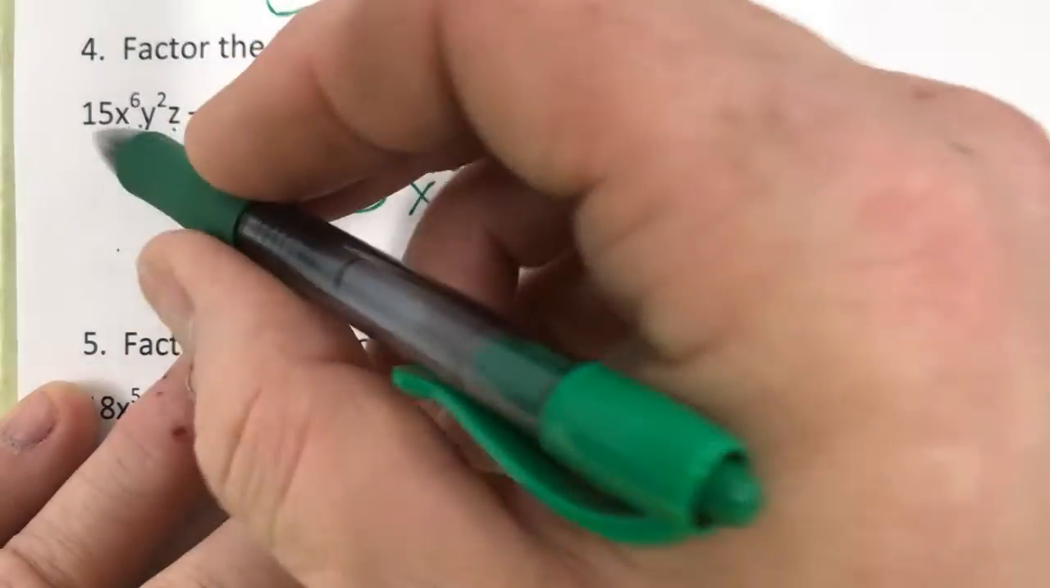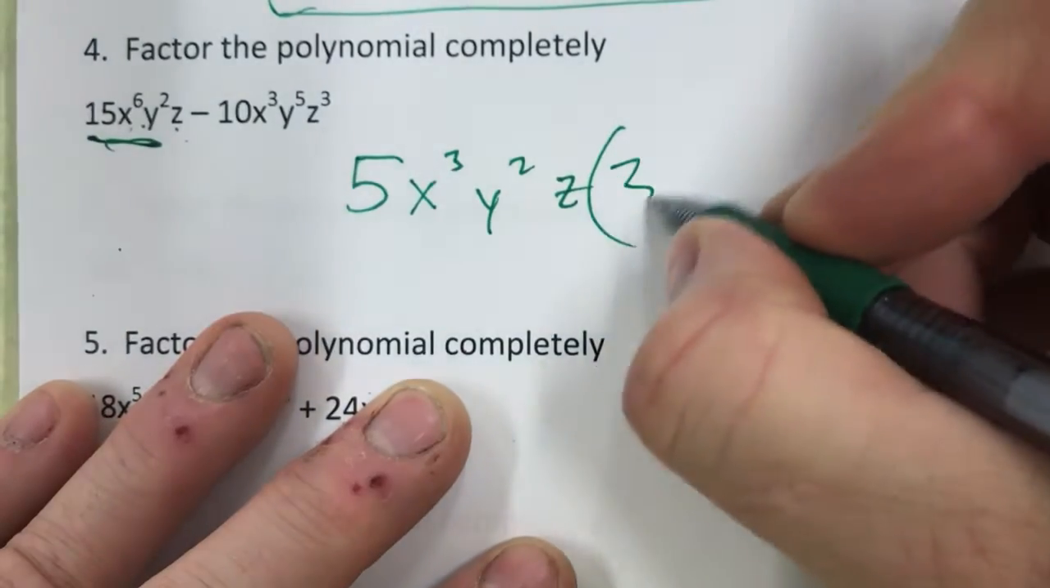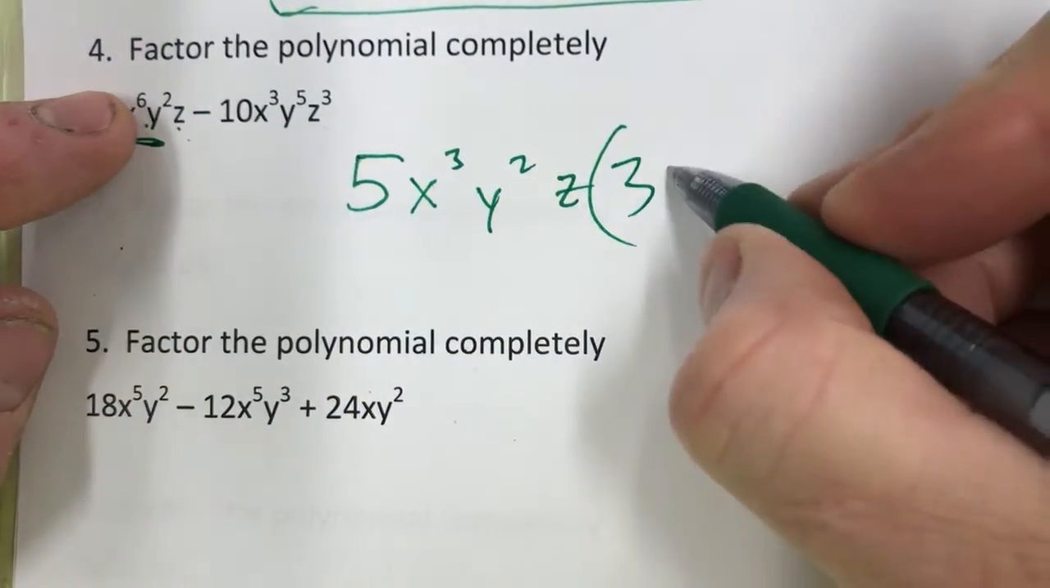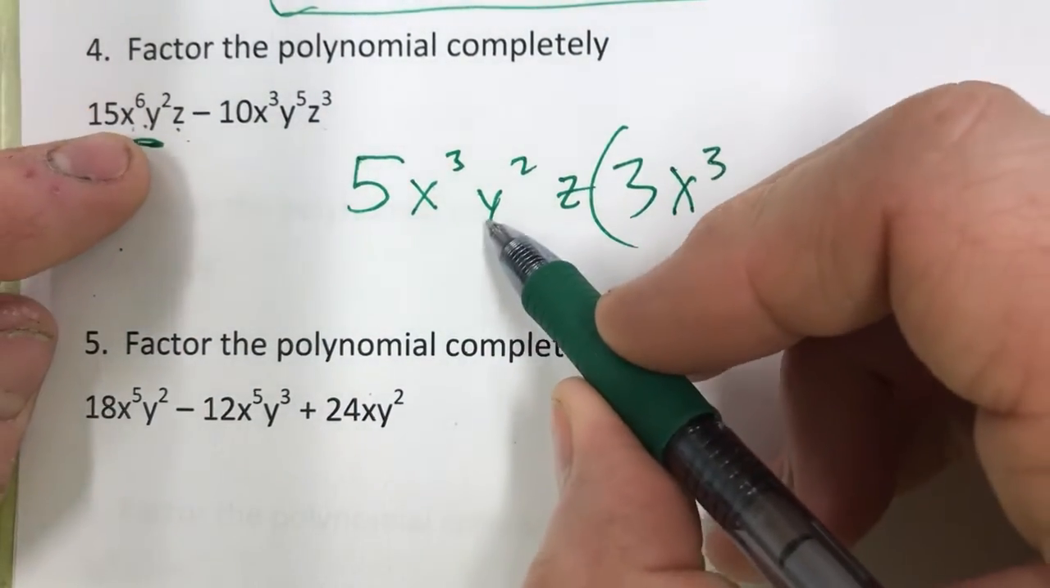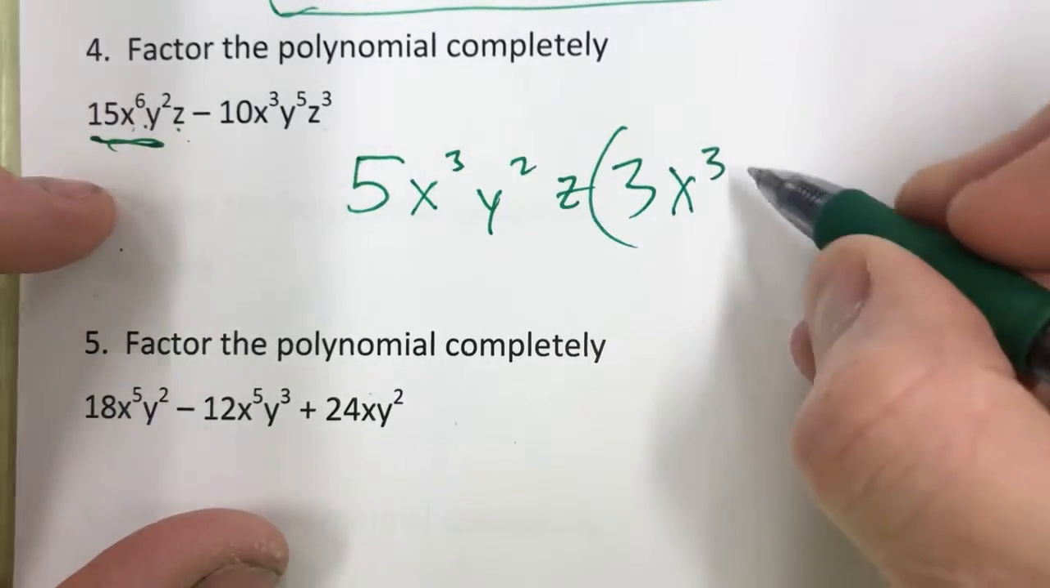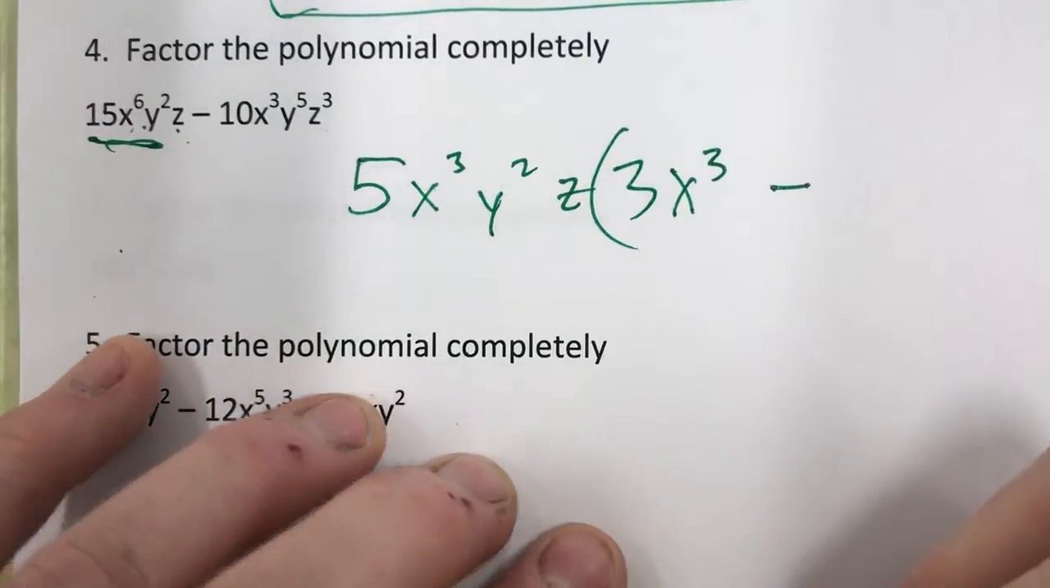All right, 15, I'm going to do this one. 15 divided by 5 is 3. When I do my x's, 6 minus 3 is 3. When I do my y's, the y is 0, and the z is 0. So there's my first term, minus.